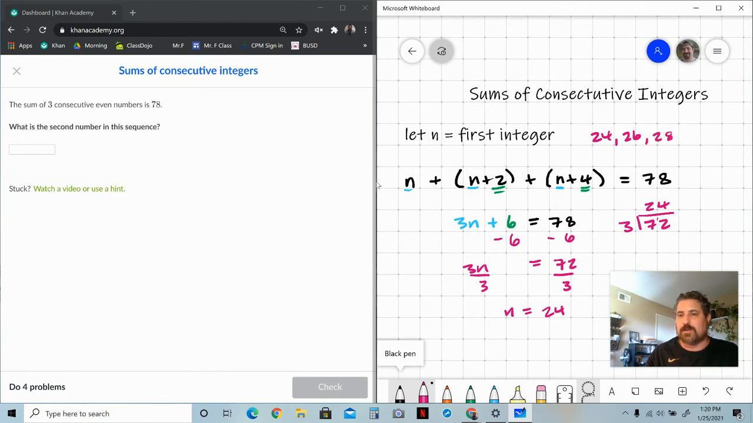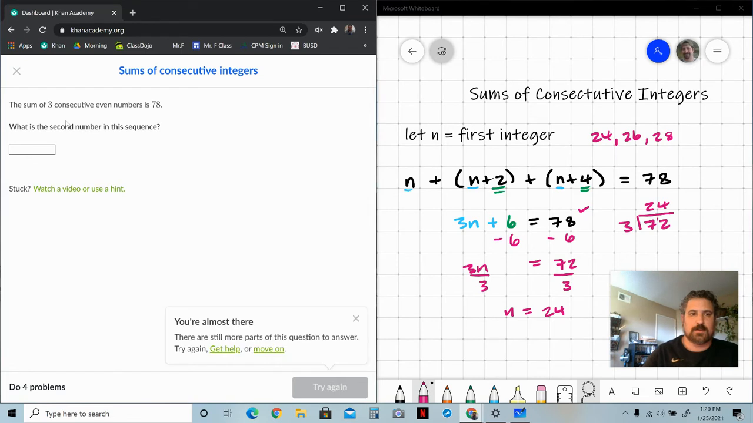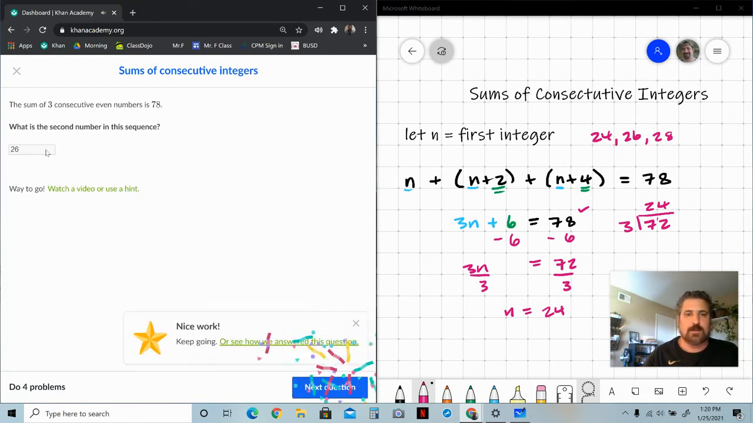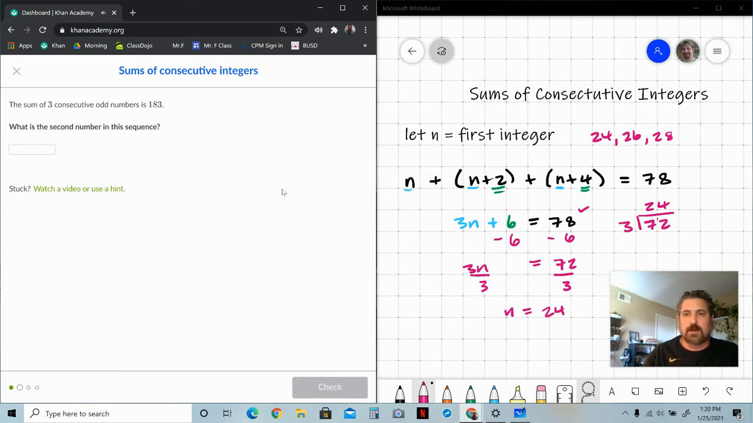So n, n plus 2, and n plus 4. And those three together add up to 78, right? Watch. 20, 40, 60. And then that's going to be 10 plus 8, which is 18. 60 plus 18 is 78. Works perfectly. All right, so it says, what is the second number in the sequence? The second number will be 26. All right, so now we're going to do the next one.